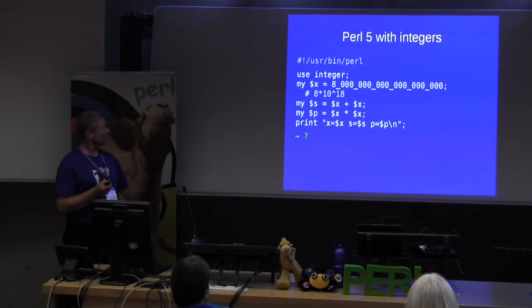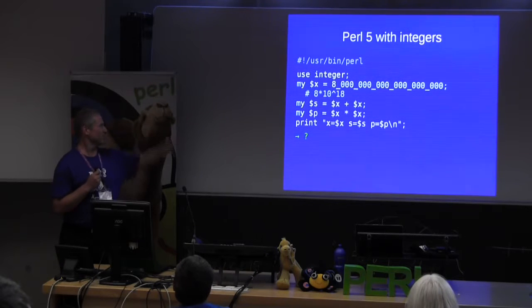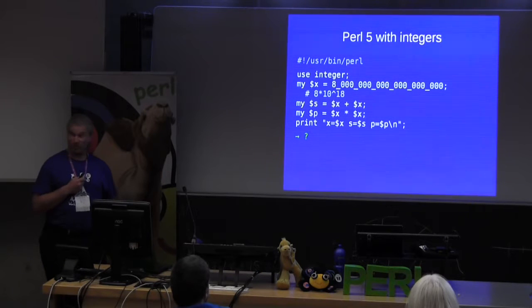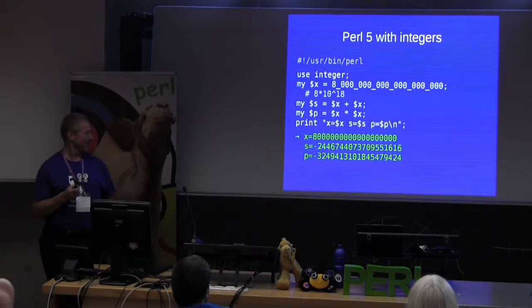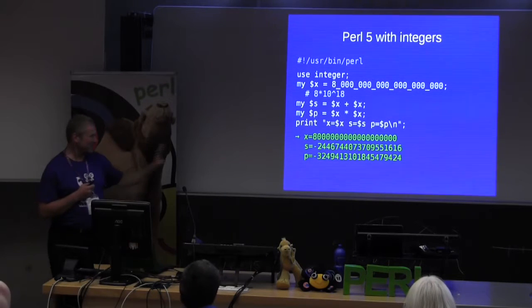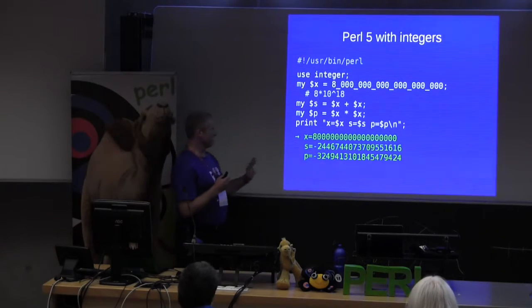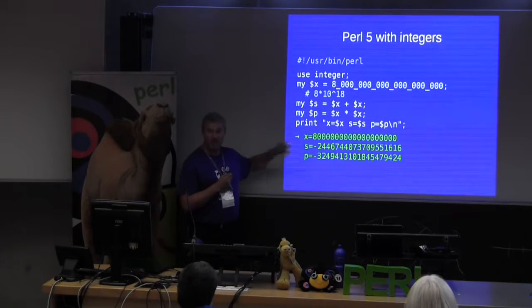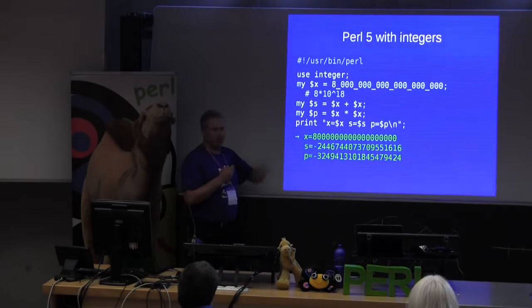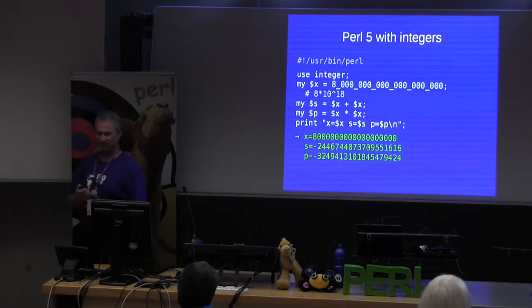Okay, so we try now to force it to use integers. So we use 'use integer', and then we run it like this. And now let's see what we get. So it's something negative. It doesn't go to floating point. It has 64-bit integers, so it only sees this in the whole world, and everything else is impossible. And then it just goes negative with itself.